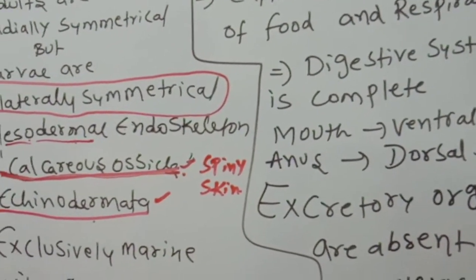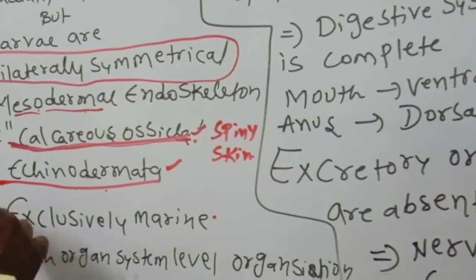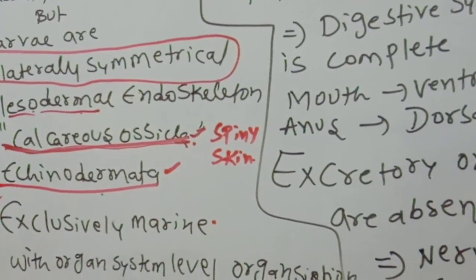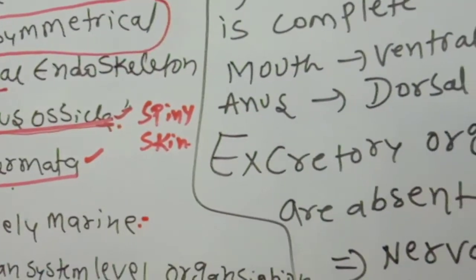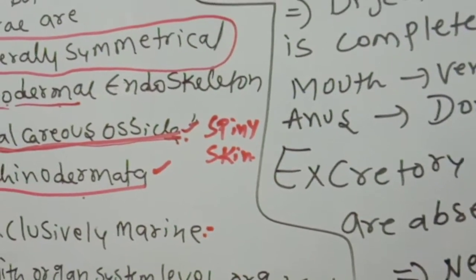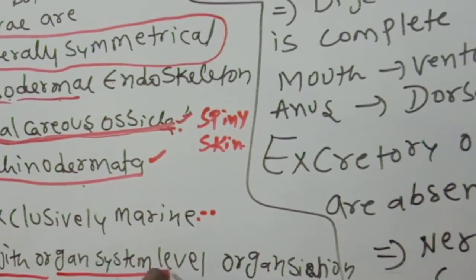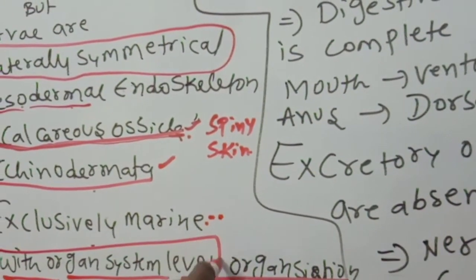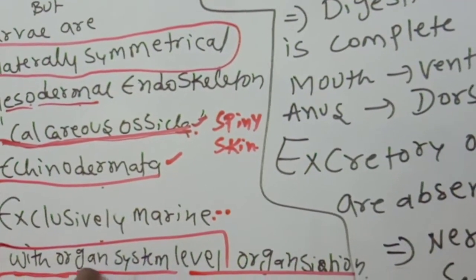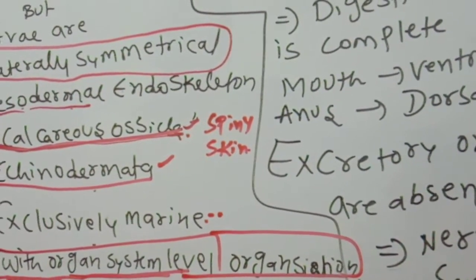These echinodermata organisms are exclusively marine. Exclusively marine means they can live only in marine water, not in fresh water. And they have organ system level organization. This point you should also remember.